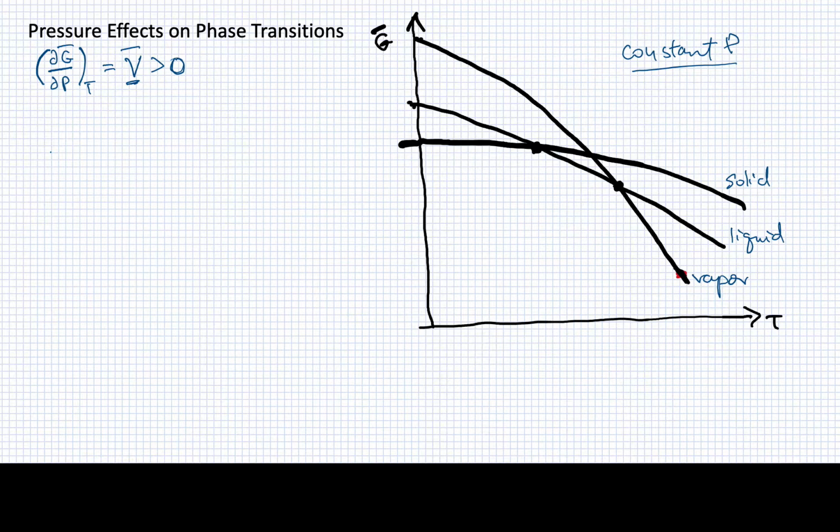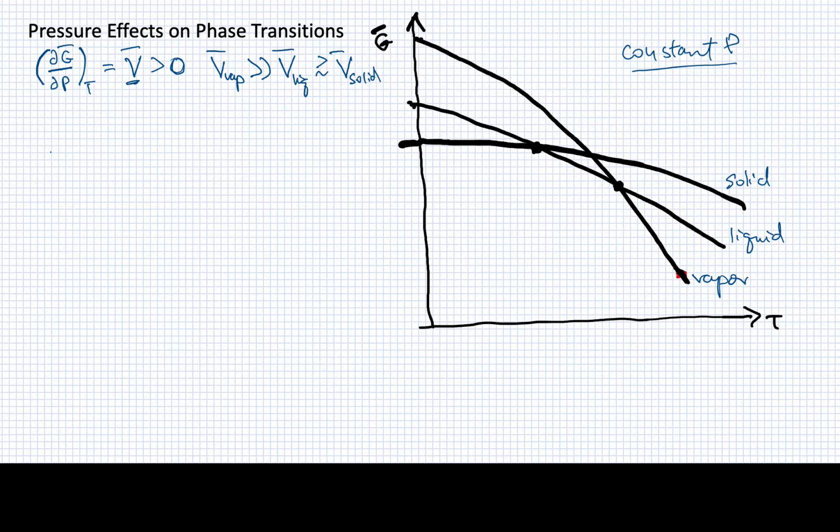Now I'll note that our molar volume for a vapor is typically much larger than the molar volume for a liquid, and that's about the same, maybe a little bit bigger than the molar volume of a solid in most cases. There are some unusual cases in which the molar volume of the solid is greater than the molar volume of the liquid, water being the principal example.